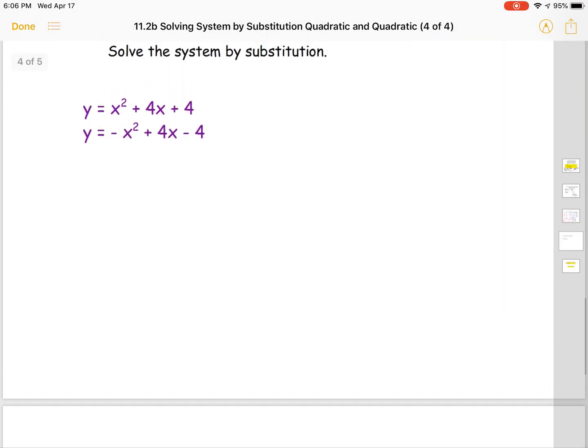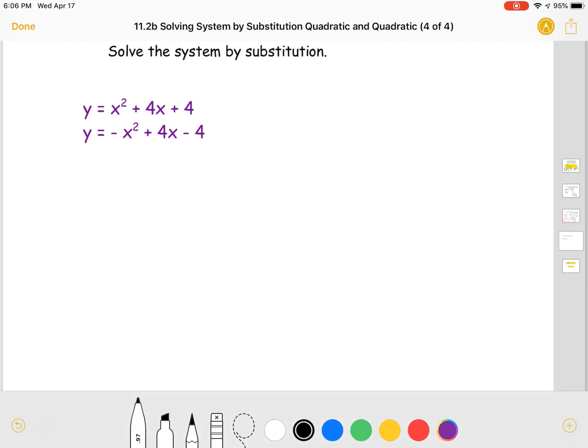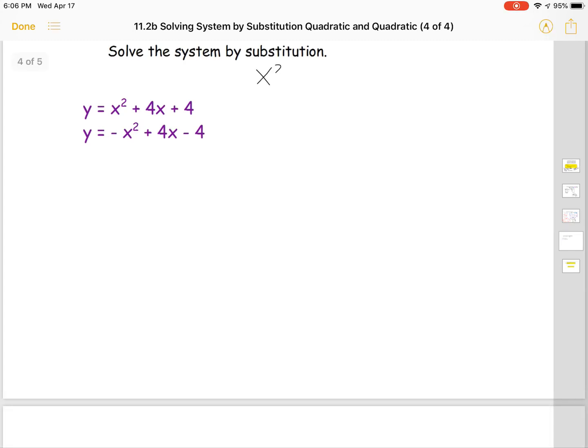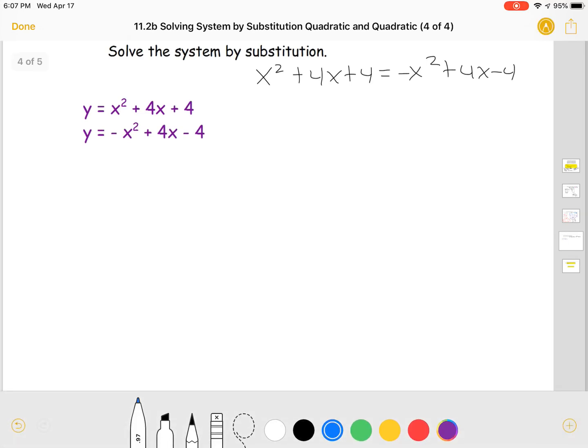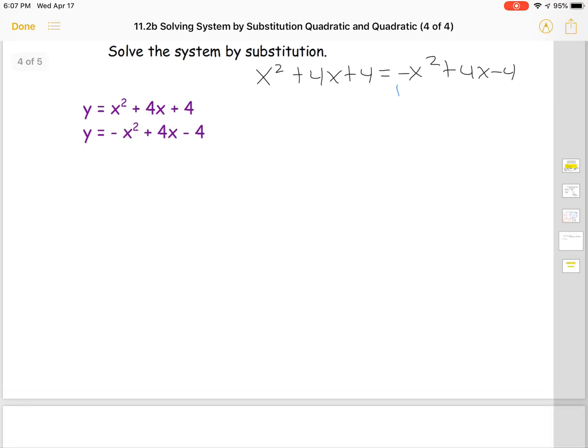Let's look at one more problem. Going to set these equal to each other. x squared plus 4x plus 4 equals negative x squared plus 4x minus 4. All right, well, let's get everything to one side. This would be a really great time to pause the video and try to finish this problem up for yourself.